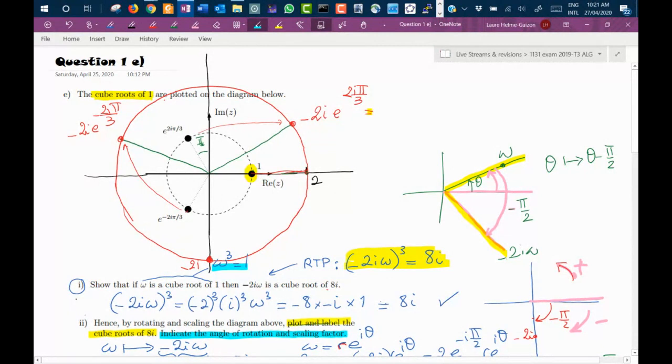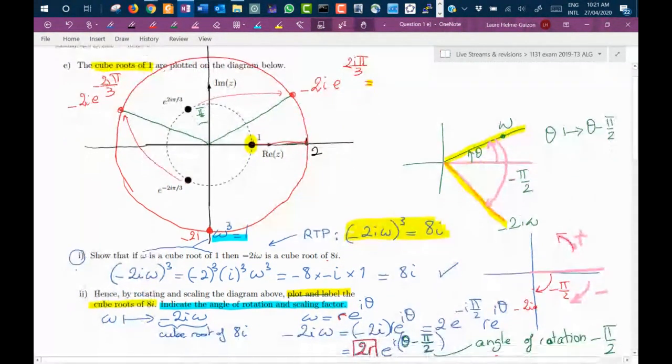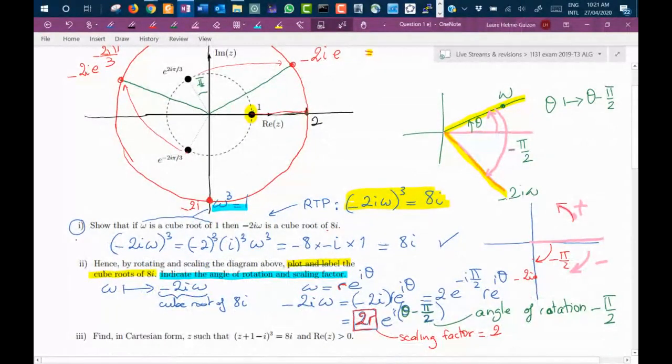So we would have to say it has the modulus of 2, so it would scale by 2, and it would rotate by minus pi on 2. Yes. If the question was only plot and label the cube roots of 8i, no one would even think of doing geometry. They would probably just solve the equation, find what the cube roots are, and plot them without using the cube roots of 1. Could you also explain why the modulus scaling factor is 2 and not -2?